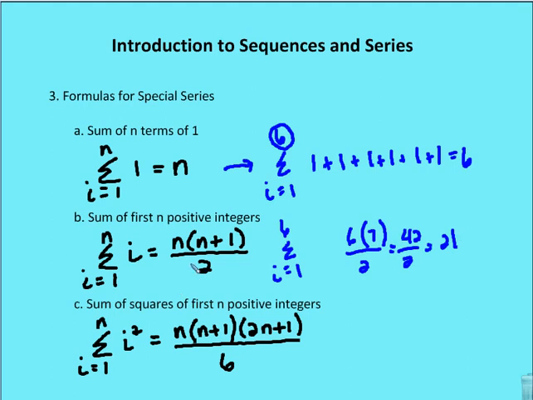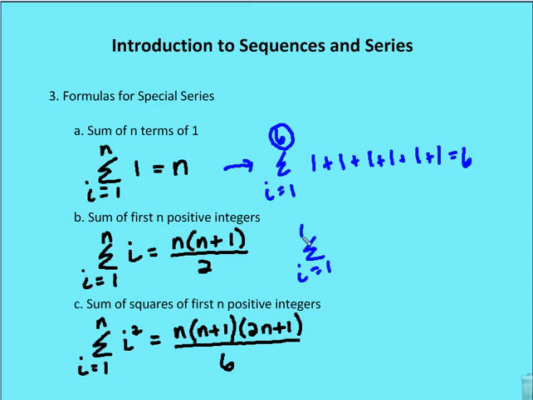And the reason why we want to know this rule is, well, what happens when this 6 becomes something that's more like, let's say, from 1 to 101. We don't want to add these terms up consecutively because it will take too long.